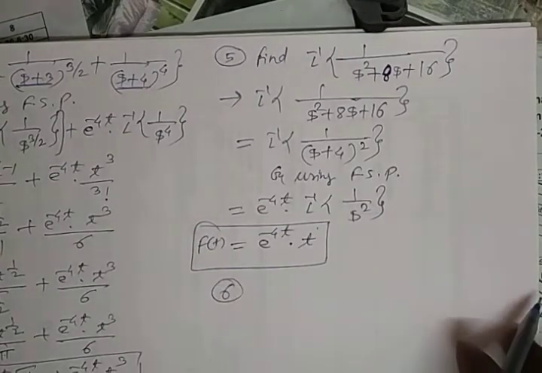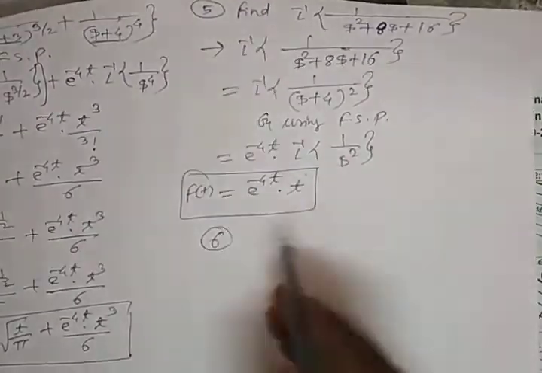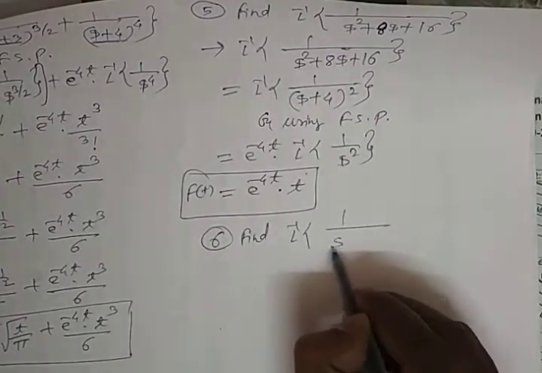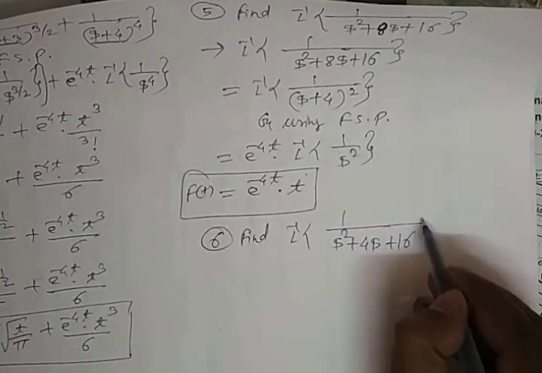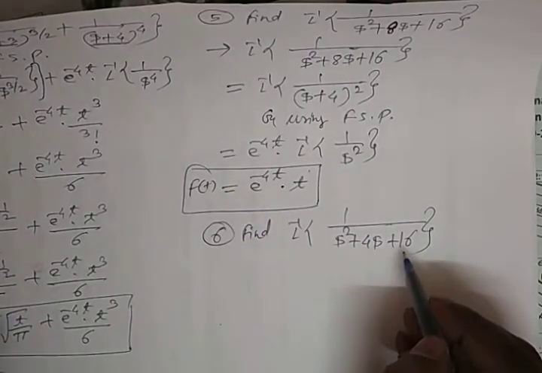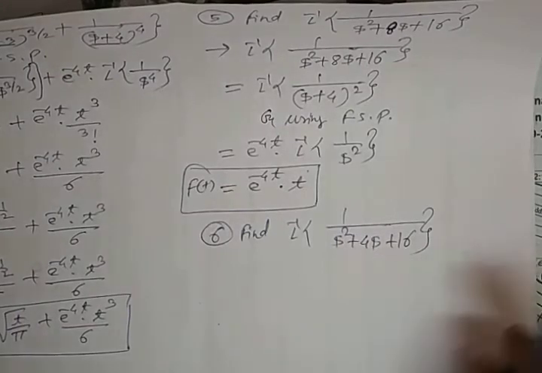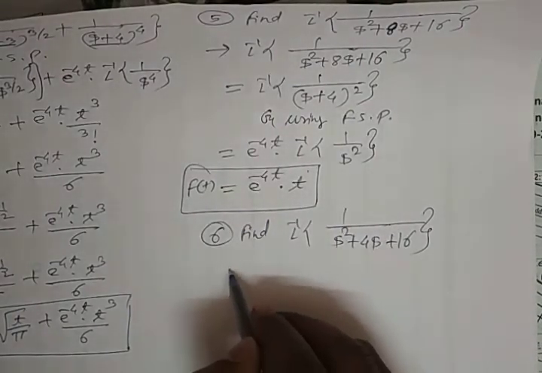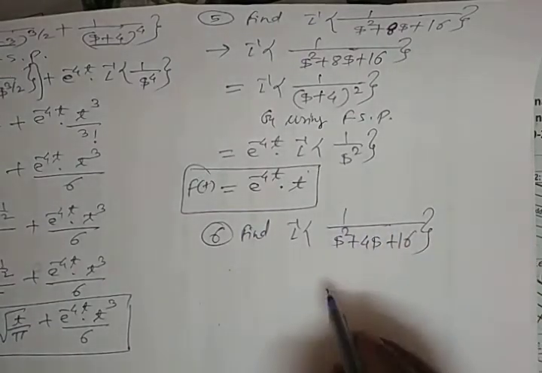But now let us take another example, example number 6, in which we just modify it. So find Laplace inverse of 1 upon s square plus 4s plus 16. Okay, let us take that example. Now this is not a perfect square. So in this case, what we have to do? If this is not a perfect square, first of all, we have to make this a perfect square. So how to make it?